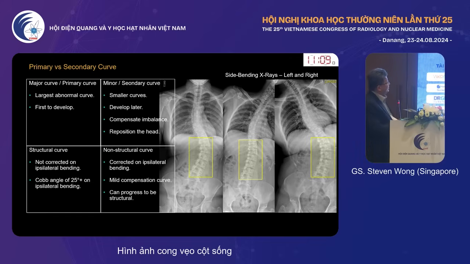So the primary curve is the largest abnormal curve that you have. So you determine that, right? And it's the first one to appear. The rest, the minor or secondary curves, are the later curves, right? And they are basically to compensate for the loss of sagittal alignment of your spine, and is literally meant to move your cervical spine and the base of the skull back to midline as much as possible.